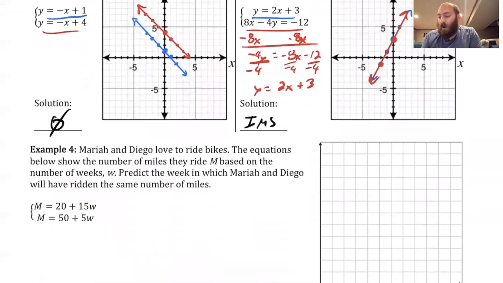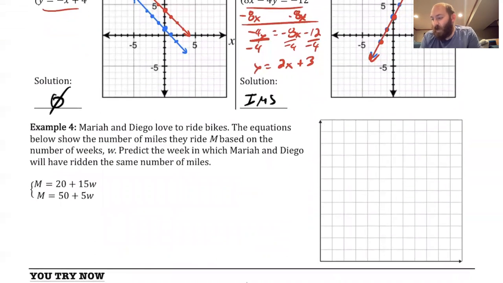Okay. All right. Maria and Diego love to ride bikes. The equations below show the number of miles they ride, M, based on the number of weeks, W. Predict the week in which Maria and Diego will have ridden the same number of miles.